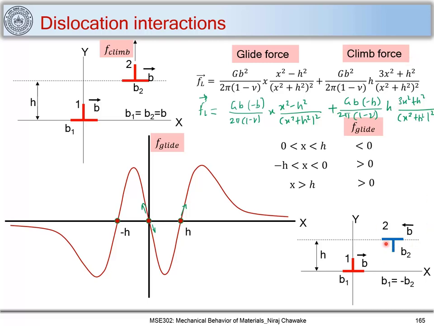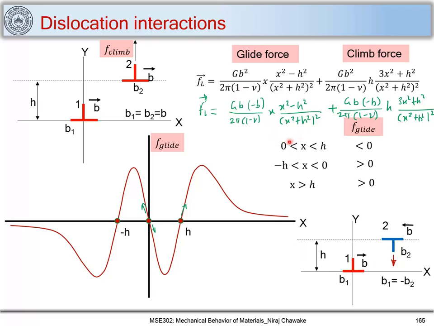When I change the sign of the dislocation on glide plane 2, you can see that the climb force will be negative, because h is positive and x is positive, so for all x this climb force will be negative. Let us mark that climb force. So you have a negative climb force, and it will act here and move this dislocation in this direction.